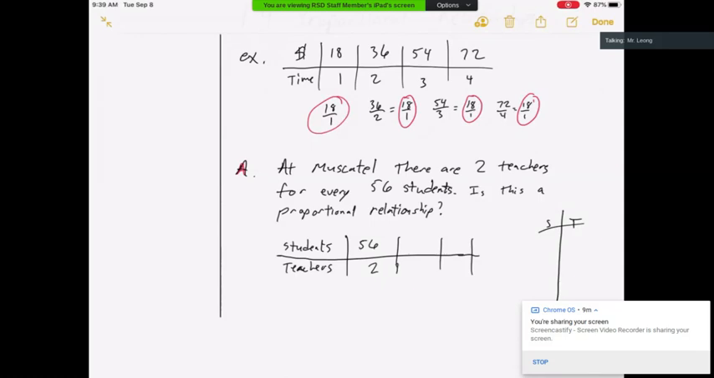Well, what if there were 4 teachers, right? Let's think how many teachers we would need. Well, we doubled this up, so we should probably double this one up. 56 and 56, 50 and 50 is 100, 6 and 6 is 12, so that would be 112. And let's double that again. Let's say there were 8 teachers at Muscatel, which there are, at least. Go ahead and fill in the blank there of how many students that would be.